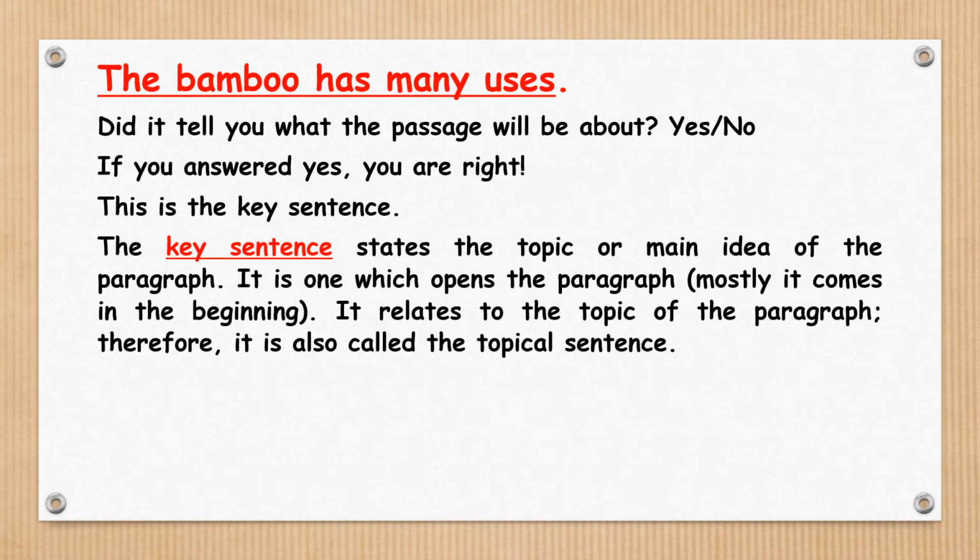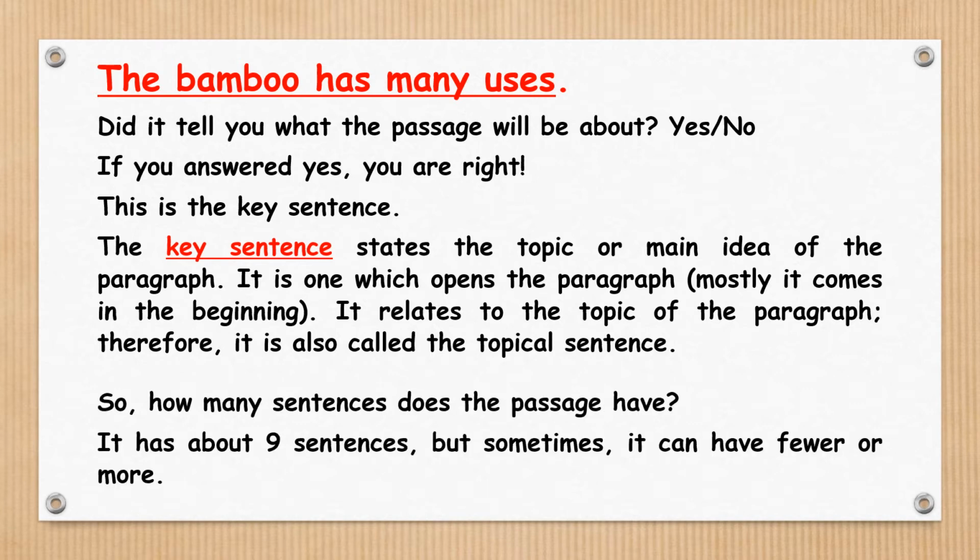Now let us read again the first line of the paragraph. The first line of the paragraph says that the bamboo has many uses. Did it tell you what the passage will be about? Yes or no? If you answered yes, then you are right. This is the key sentence. The key sentence states the topic or main idea of the paragraph. It is the one which opens the paragraph, so mostly it comes in the beginning, so kindly take note of that. It relates to the topic of the paragraph, therefore it is called the topic sentence.